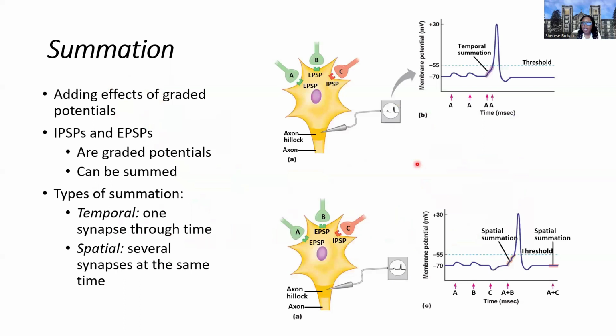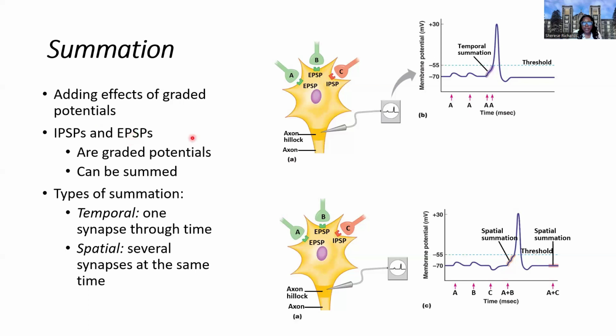Summation. Now, summation we talked about earlier as well. This is another type of analysis that's happening at the axon hillock to determine if we have signals that are strong enough to get us to threshold. So we can add the IPSPs and EPSPs. Remember, IPSPs are negative membrane potential changes, EPSPs are positive membrane potential changes. Another way to say that: IPSPs are hyperpolarizing, EPSPs are depolarizing.